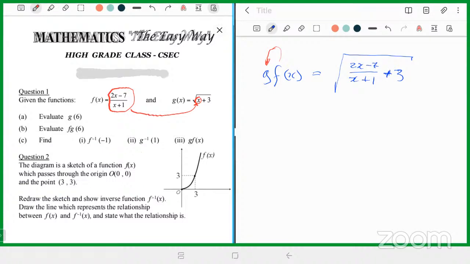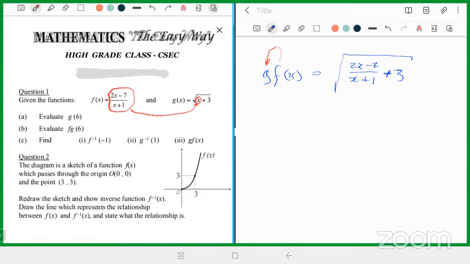So the diagram is a sketch of this function. This curve is a function, and they label it for us f of x. They say it passes through the origin and through the point 3, 3. Why did they give us these two points? In particular, this one.